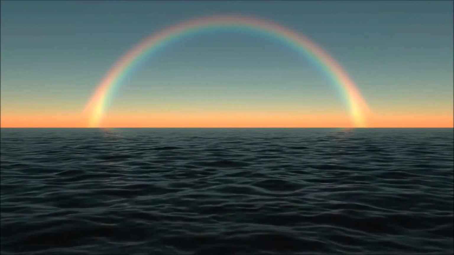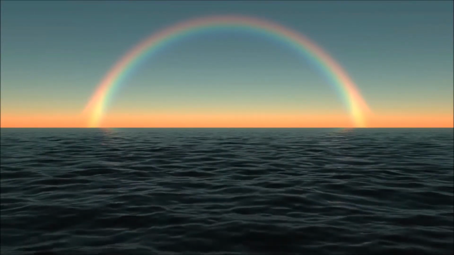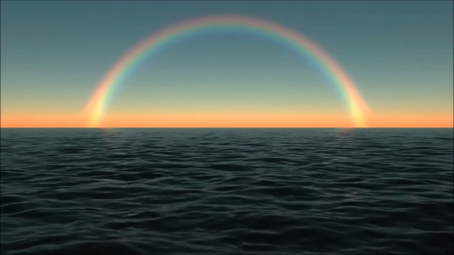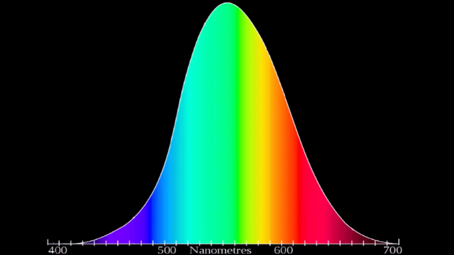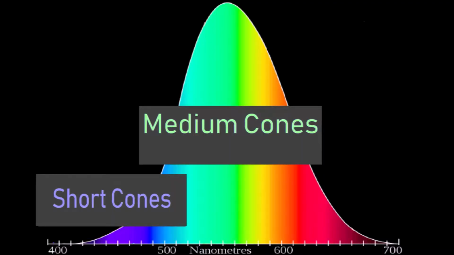However, this does not include all the possible colors one can see. This is because of how the eye perceives color. The eye has three types of cells called cones, which perceive color. These are short cones, medium cones, and long cones. The short cones are best at seeing blue light. The medium cones are more sensitive to green light in the middle of the spectrum, and the long cones are most sensitive to red light.